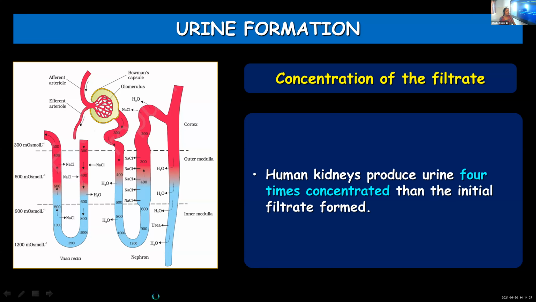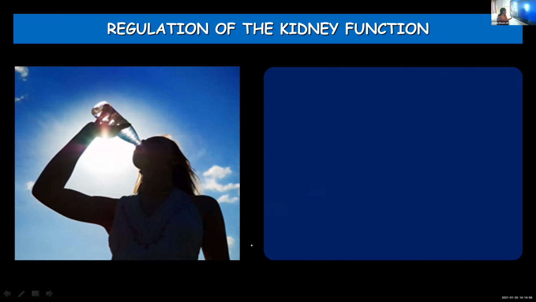So in the beginning, the glomerular filtrate is very dilute because it has plenty of water. But from 180 liters, only 1 to 1.5 liters of urine is being formed. So almost 99% of glomerular filtrate is being reabsorbed. This will concentrate the urine to around 4 times. It gets concentrated 4 times more than the initial filtrate.